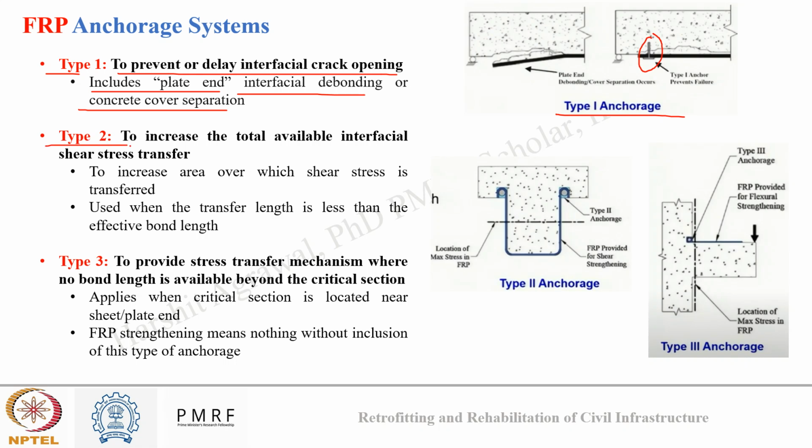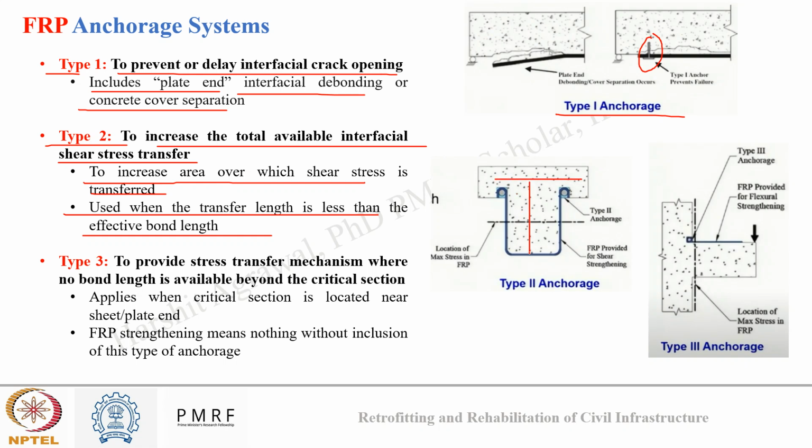Type 2 is to increase the total available interfacial shear stress transfer. This is used to increase the area over which shear stress is transferred, and this is used when the transfer length is less than the effective bond length. In this image, you can see there was a T beam, and I wanted to do shear strengthening. For this, I used a U strip.